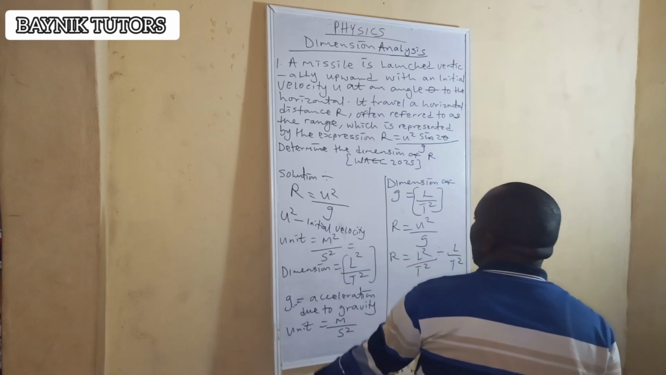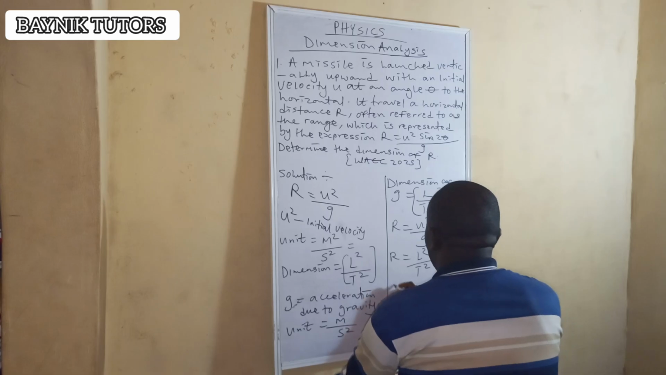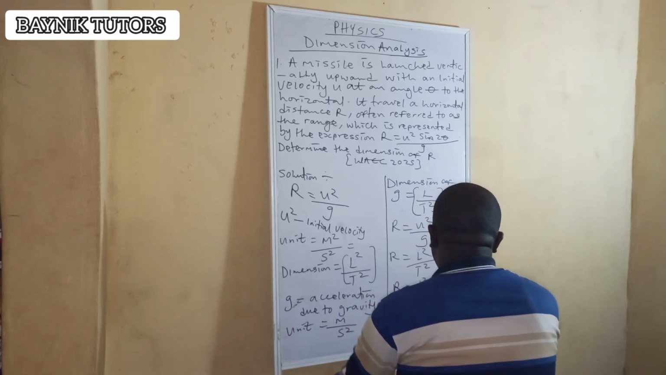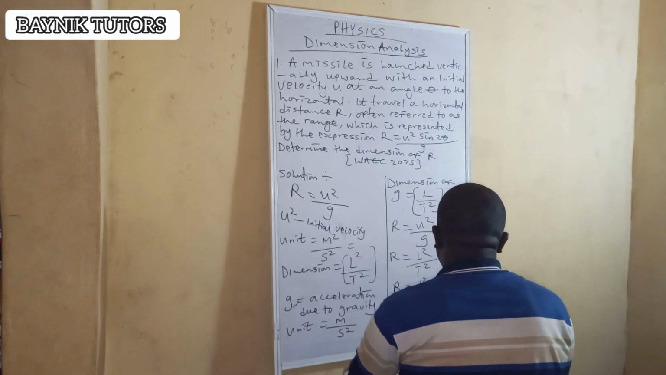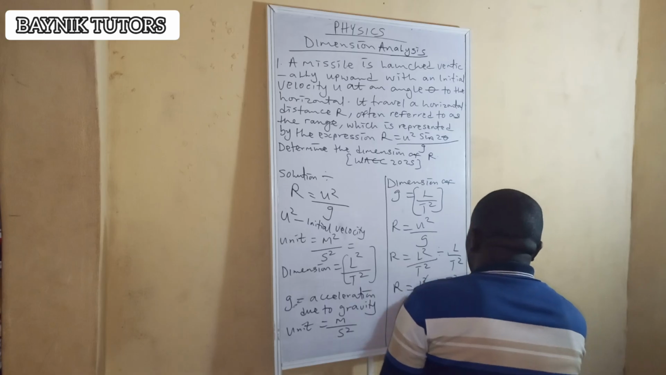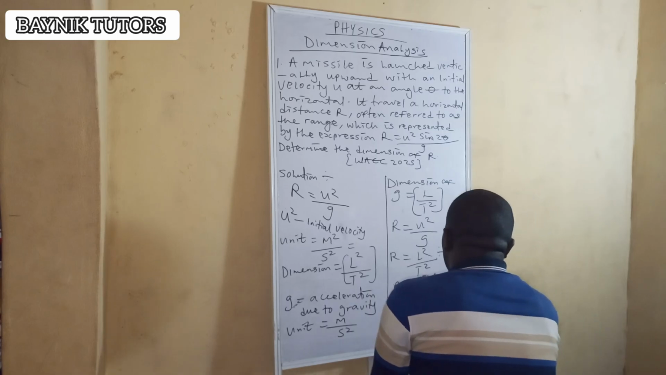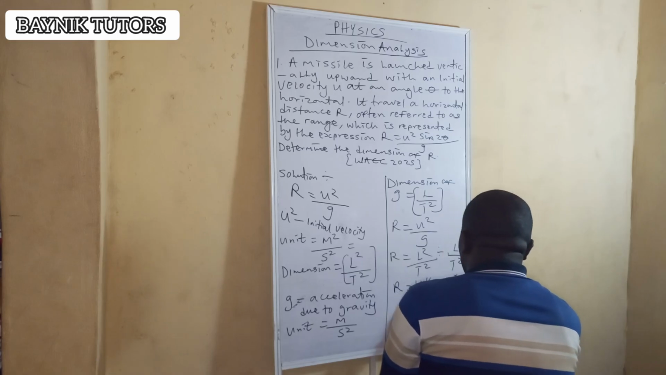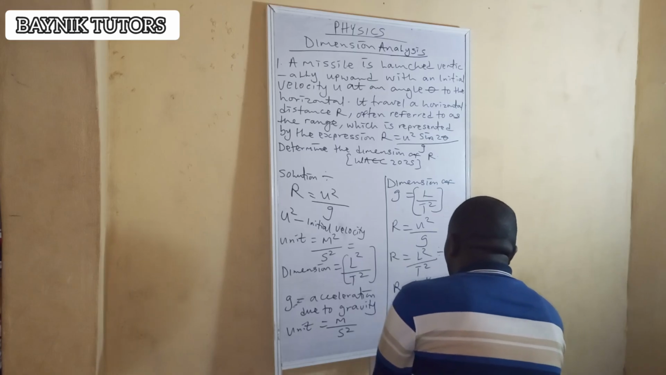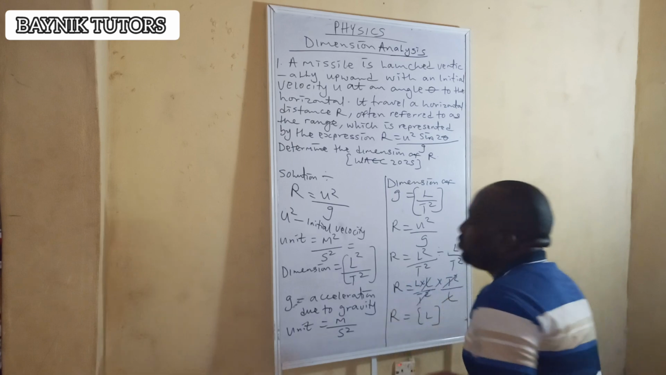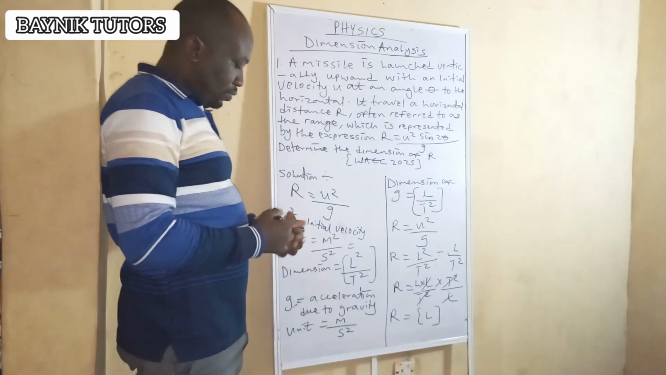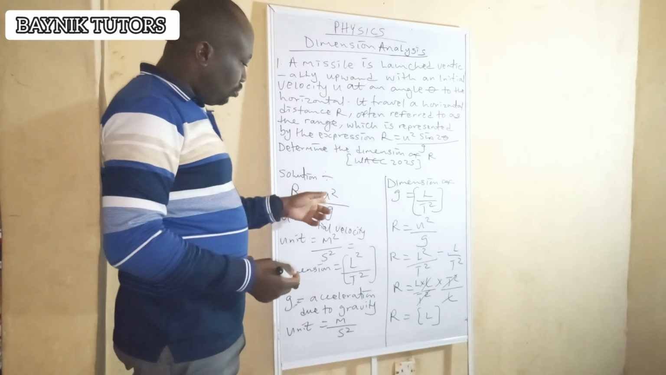I'm sure that's clear. So we can now say r is equal to L squared over T squared multiplied by T squared over L. So this will cancel one of these, because L squared means L times L. So one L cancels, and T squared cancels T squared. So my range is now L. That's all about that.